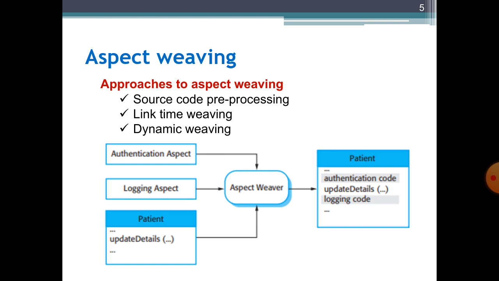So this can be executed directly by a Java interpreter or further processed to generate native machine code. So this is link time weaving. And the third approach is dynamic weaving. So what is dynamic weaving?